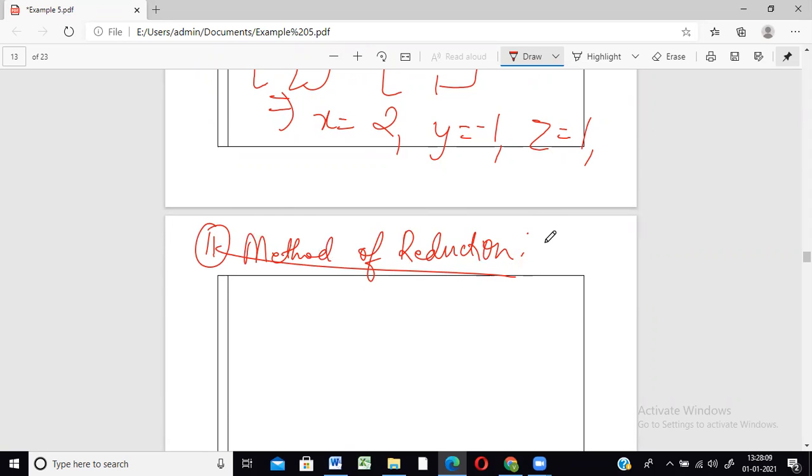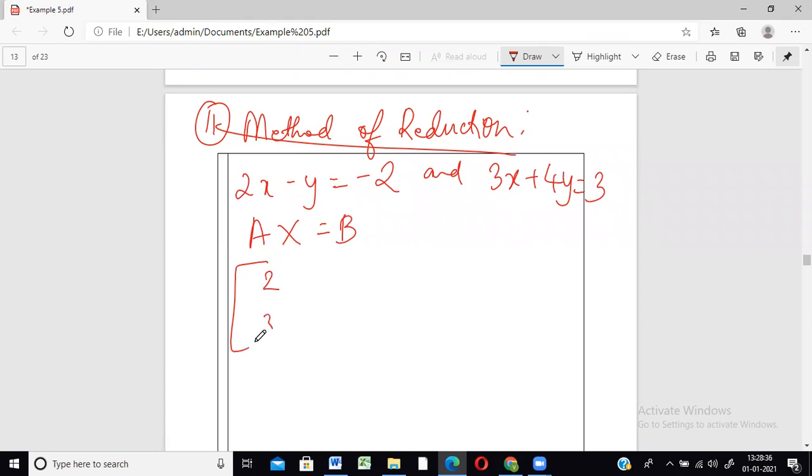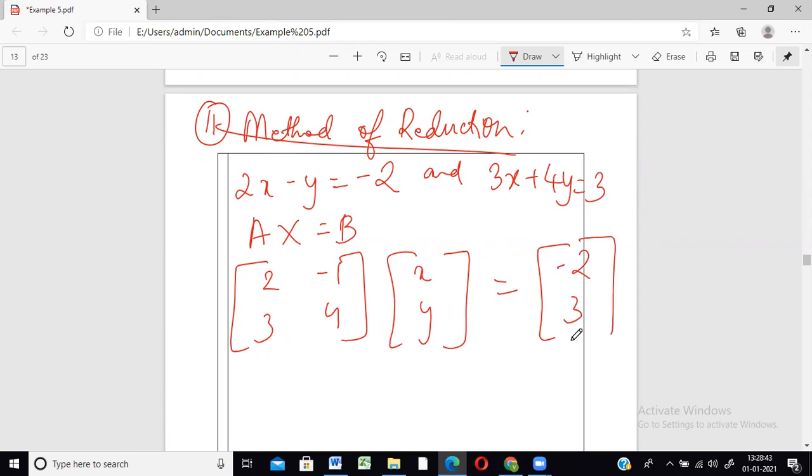You have to write it in the matrix equation form, Ax is equal to b, and then find the values using some kind of row transformation. Suppose this equation we have 2x minus y, which is equal to minus 2, and 3x plus 4y, which is equal to 3. Okay. So we have to do this using method of reduction. Ax is equal to b, right? This is what we have. What is A? A is 2, 3, minus 1, 4. X is x and y, and that is equal to minus 2 and 3.